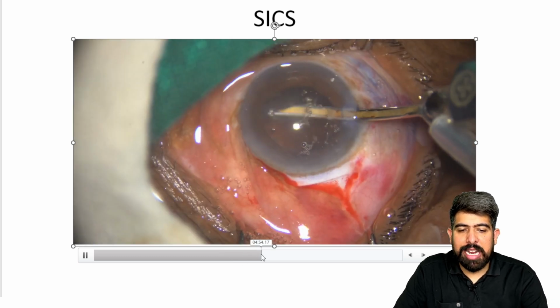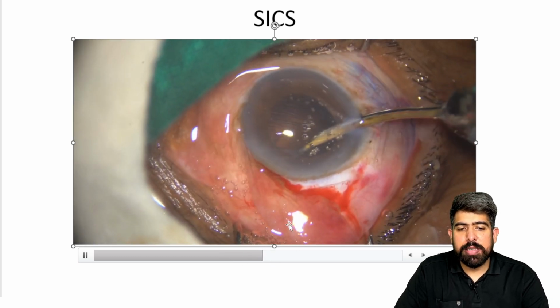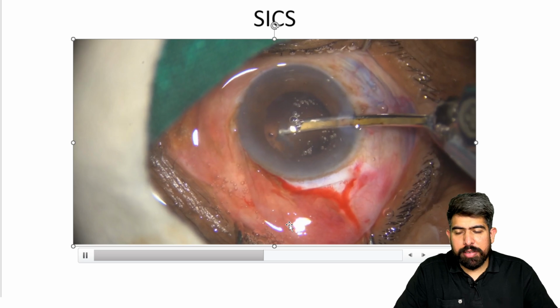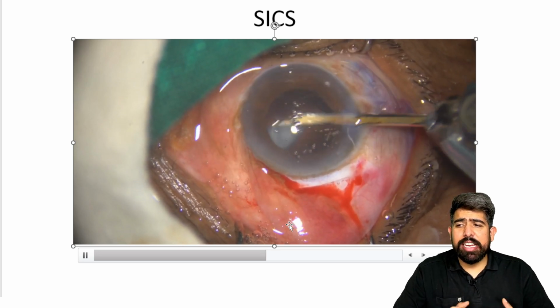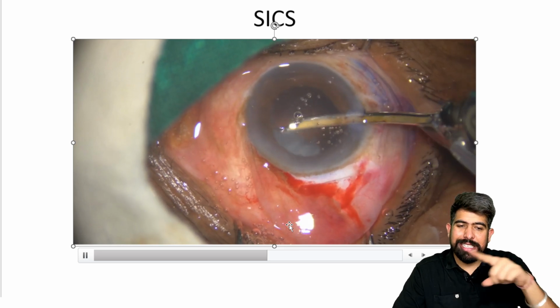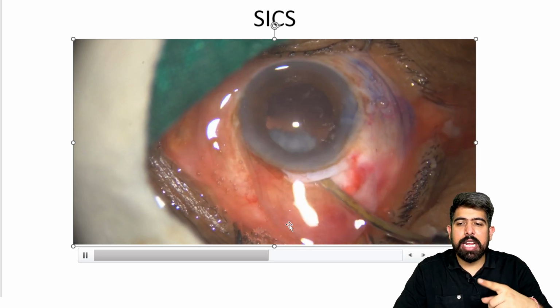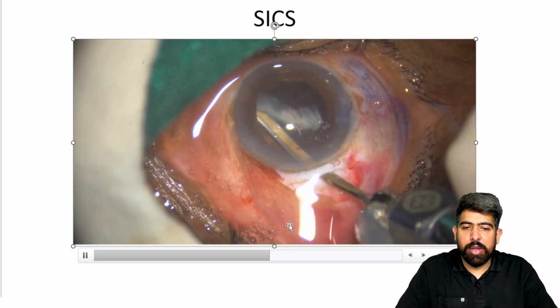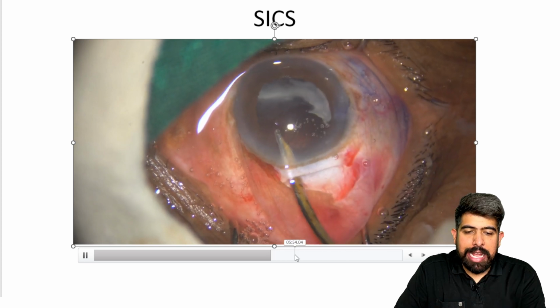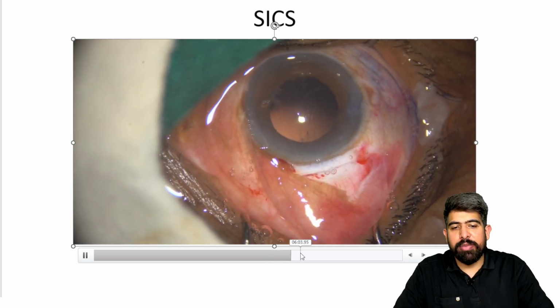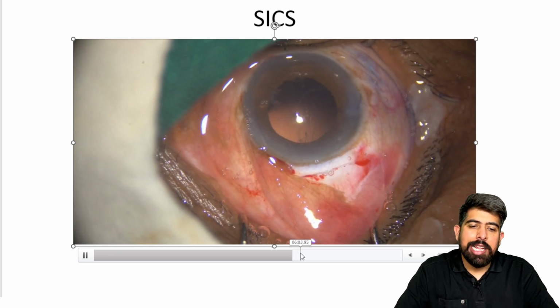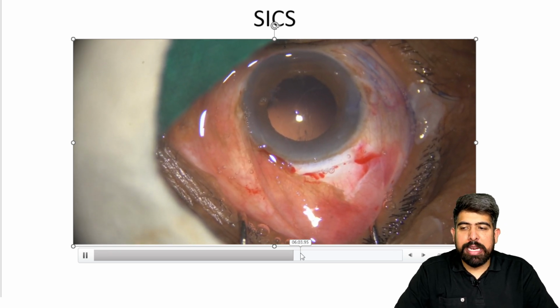To remove this cortical matter, we'll use this bimanual irrigation aspiration cannula, which has both irrigation and aspiration, right? So you can see it is washing this anterior capsule cavity and aspirating also. So irrigation and aspiration should be done. Now what is the last step? The last step is we have to insert a lens, right? The lens should be inserted into this cavity.